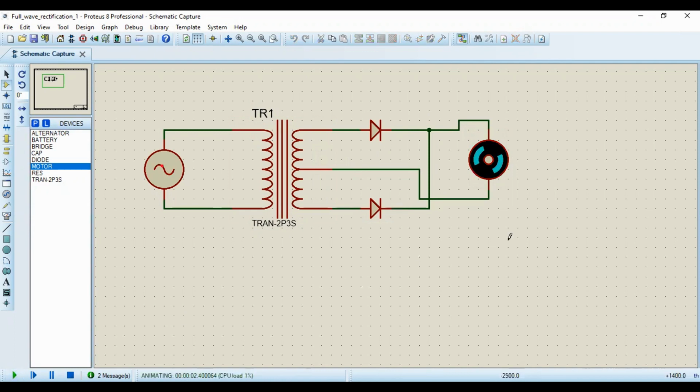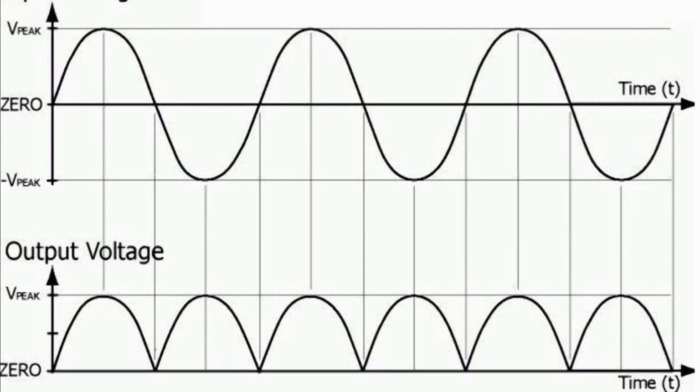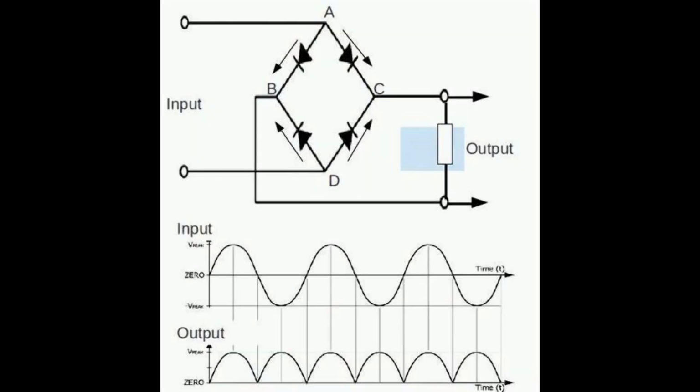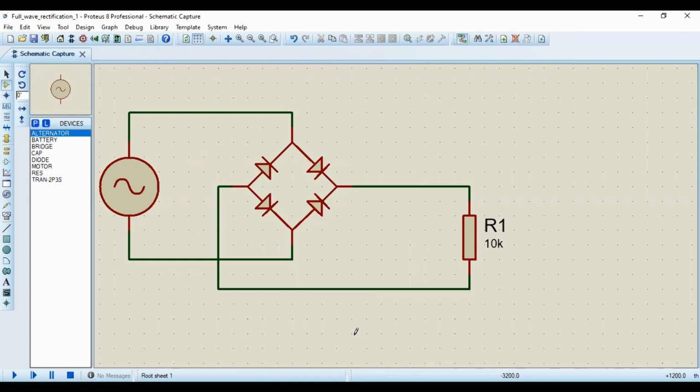You can see the motor is rotating clockwise without any change. Now you have confirmed that 2 diodes with a center tap transformer can be used for rectification. I think you will like to see the output waveforms from these 2 circuits, the bridge rectifier circuit as well as the center tap transformer output. Okay, let's see.